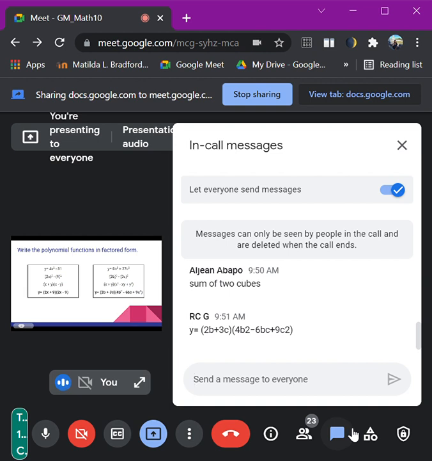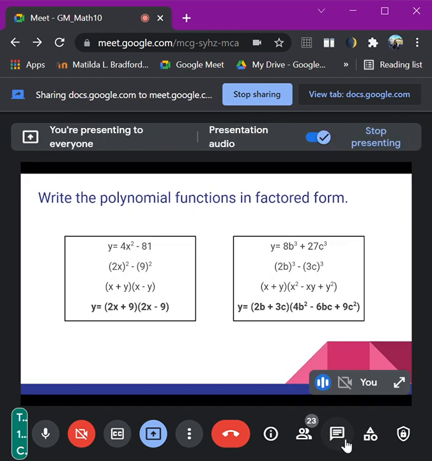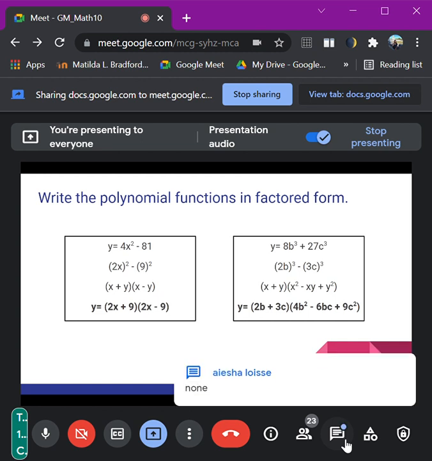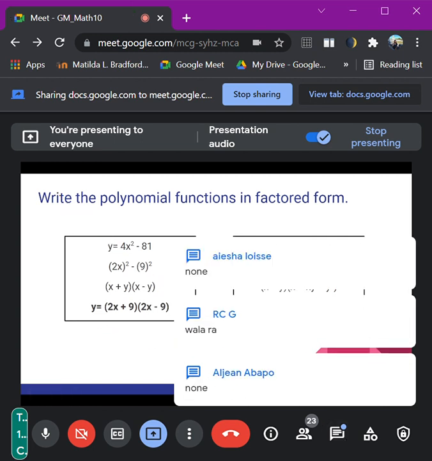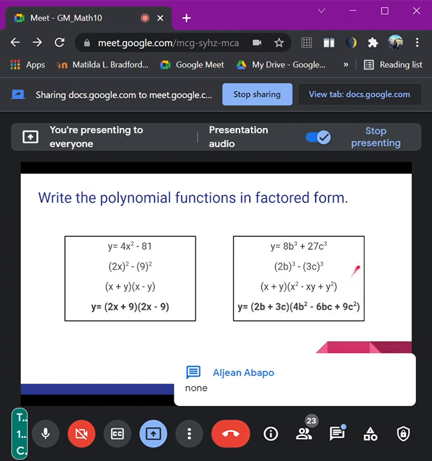And Ruth already has an answer in the chat. Very good. So this applies our factoring lesson from last week. Any question so far for given number 2? Okay. So from the function, it was given in factored form.